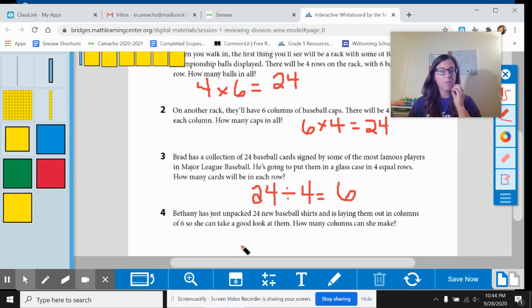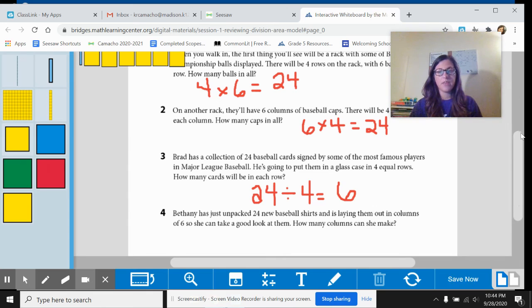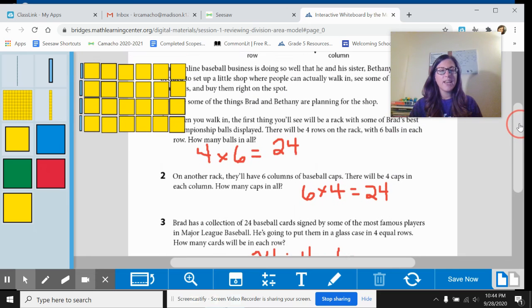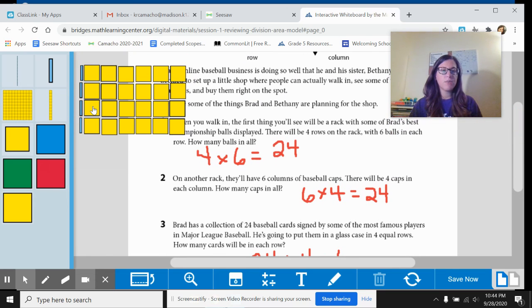Think about this. Bethany has just unpacked 24 new baseball shirts, and she's laying them out in columns of 6 so she can take a good look at them. How many columns can she make? Well, I can still technically use this representation, but right now my columns only have 4 in them, so I'd have to imagine it kind of tilted this way. And here's my columns of 6.